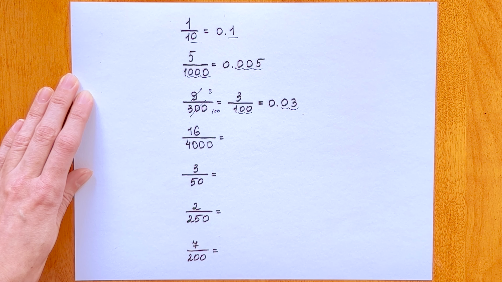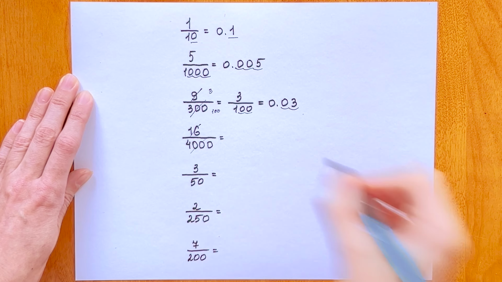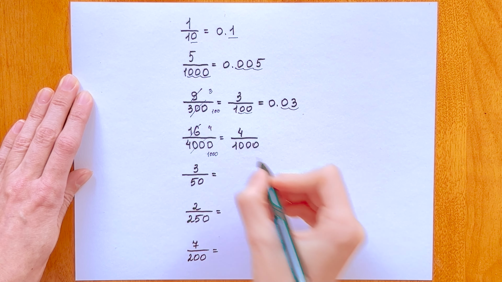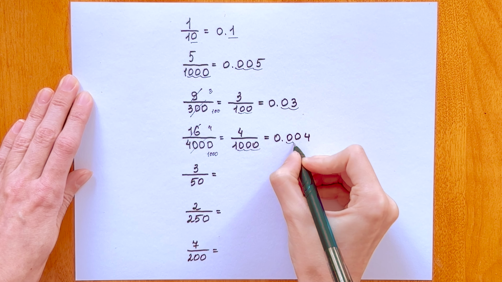In the next example, we turn 4,000 into 1,000, so we reduce it by 4. So here we got 4 and here we got 1,000. 1,000 has 3 zeros, so the answer will also have 3 digits after the dot.